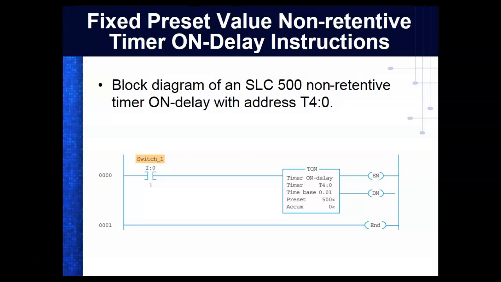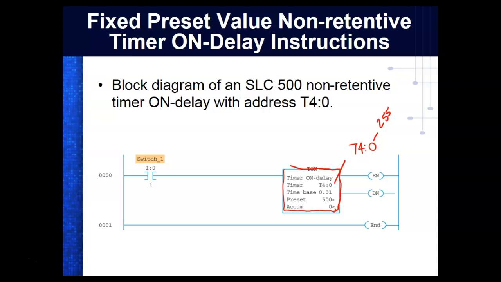So this is the timer block. What we'll do is, first of all, when we set up a timer, we'll pull down a timer and it'll put this block right here. This will be blank. So first of all, we're going to have to address the timer. So here we're addressing T4:0. So this would be timer 0, but this could go all the way up to 255. So if I added another timer, I might call it T4:1.